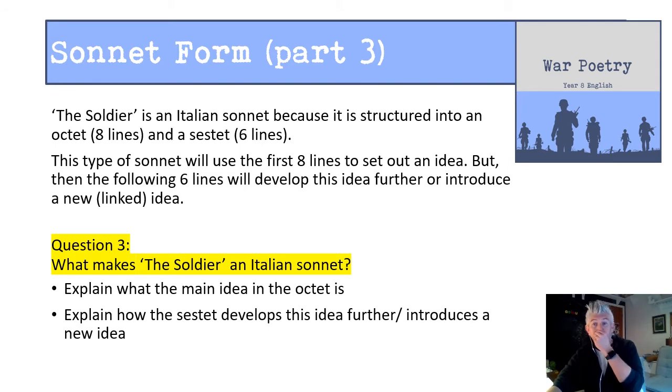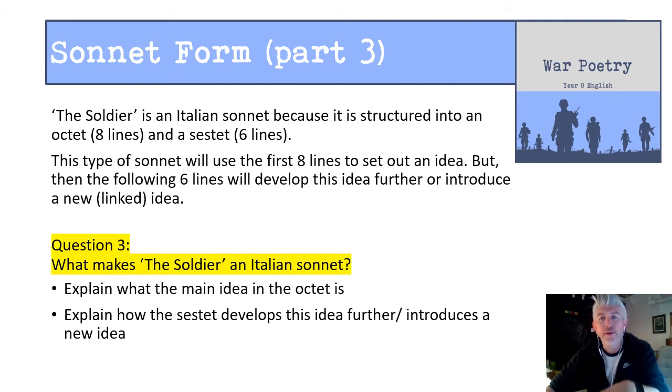Right, sonnet form part 3. We're moving into a kind of sub-genre within the sonnet form now. So this is possibly new information. The Soldier is an Italian sonnet because it's structured into an octet, 8 lines, and a sestet of 6 lines. This type of sonnet will use the first 8 lines to set out an idea, but then the following 6 lines will develop this idea further or introduce a new but still linked idea.